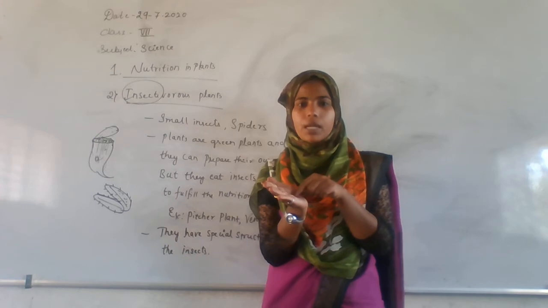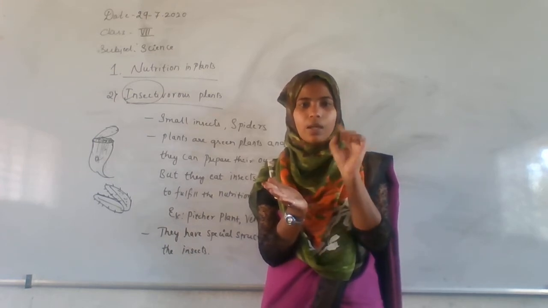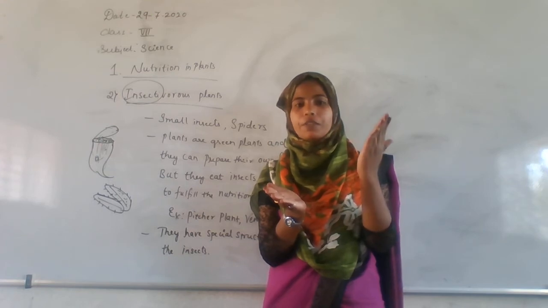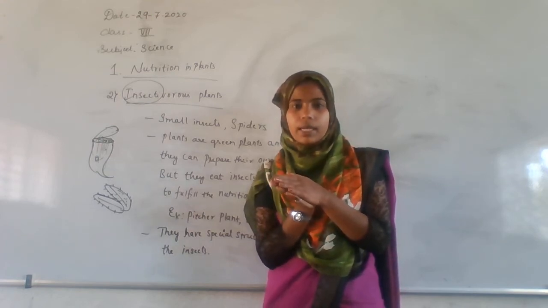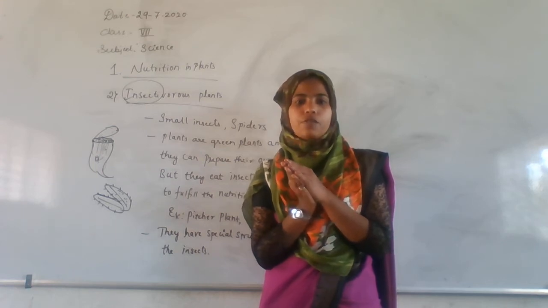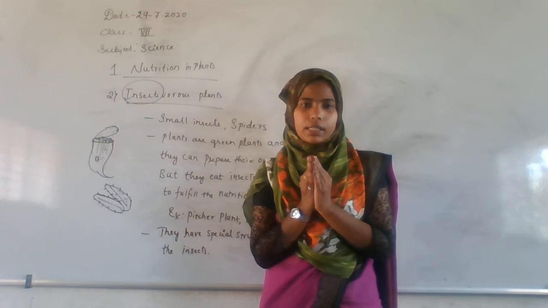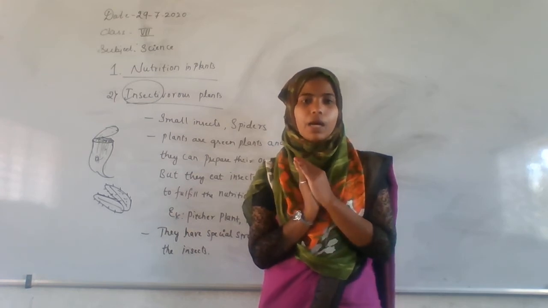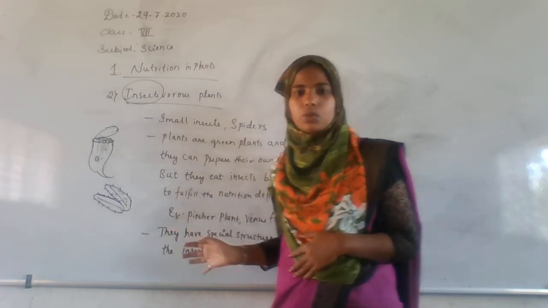When the insect comes and sits on this, it will get entangled and trapped by those small hairs. At that time, the leaves are going to close. In that, again, the digestive juices are secreted by the Venus flytrap, and it gets the nutrition from the insects. Okay, I hope these two are clear.